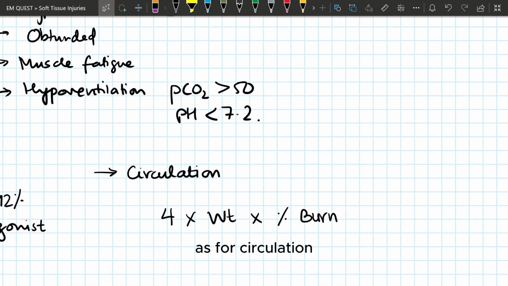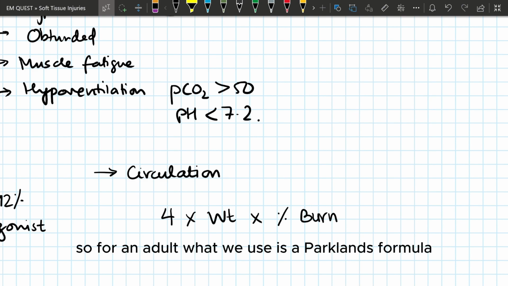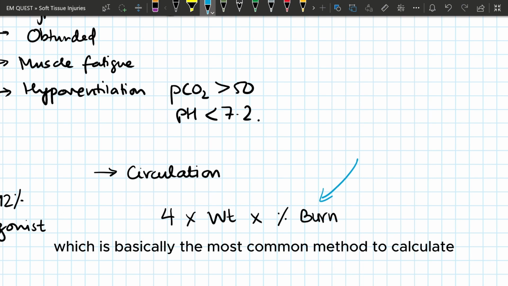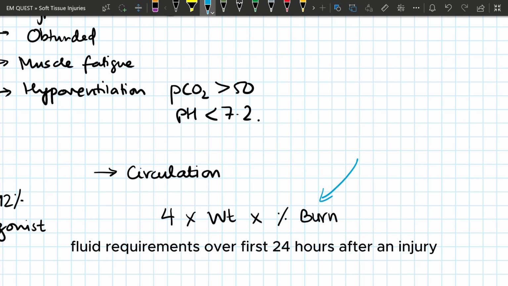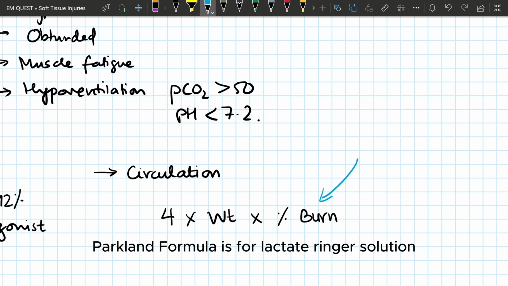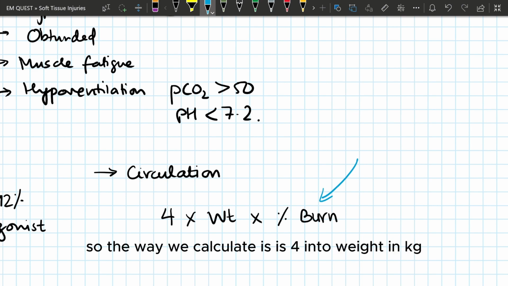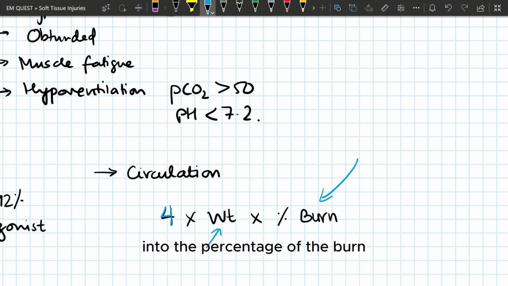As for circulation, remember that burns cause significant fluid losses and shifts. So for an adult, what we use is the Parkland formula, which is basically the most common method to calculate fluid requirements over the first 24 hours after an injury. And remember, Parkland formula is for lactated Ringer solution. So the way we calculate it is 4 into weight in kg into the percentage of the burn.